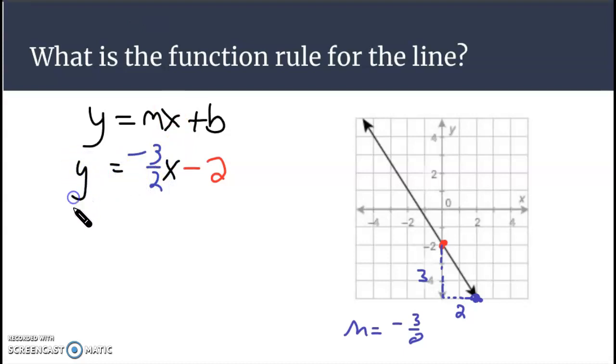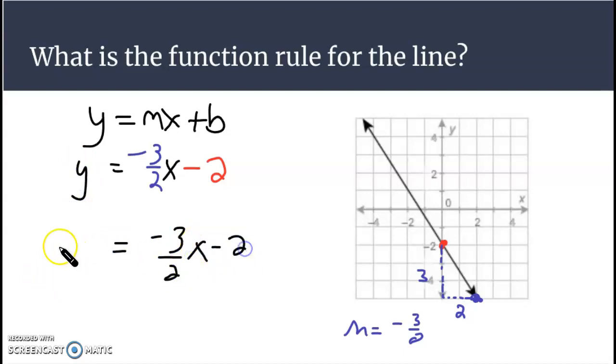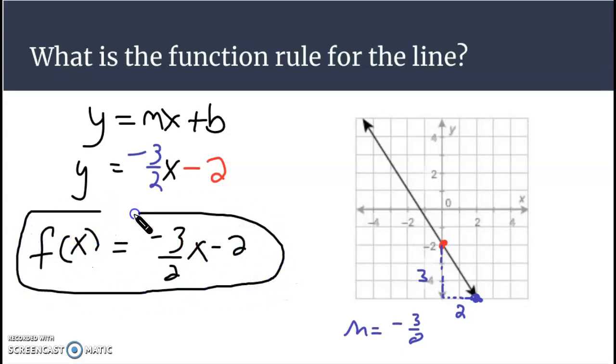Now to make this in function notation, I'm just going to write the same thing, but then instead of y, I'm going to use function notation, f of x. And there is the function rule for the line. Meaning, whatever number plugs in for x, multiply by -3/2 and then subtract 2, and that will spit out your y values.